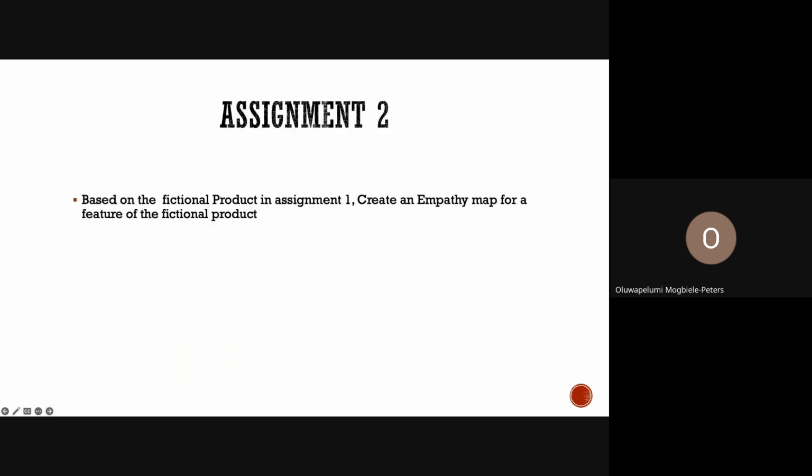So assignment 2: based on your fictional product in assignment 1, also create an empathy map for a feature of that fictional product. Do we get it? Or do you want me to explain?